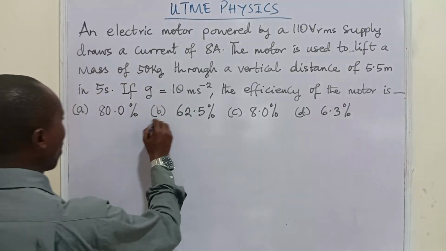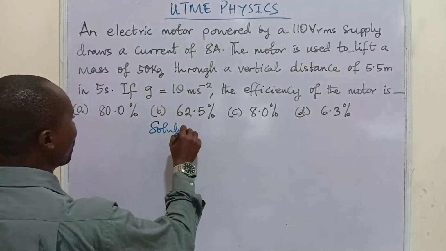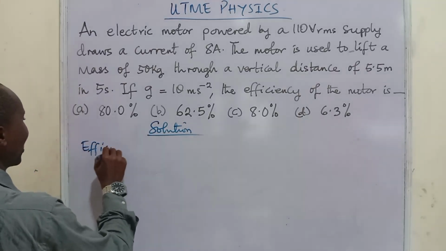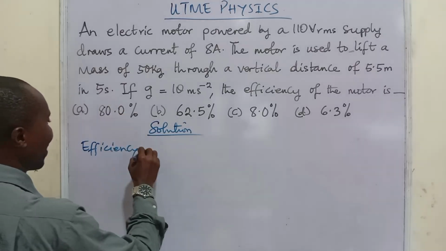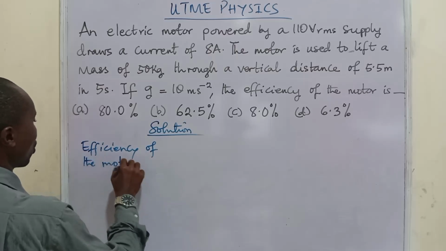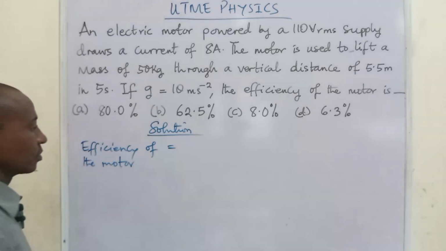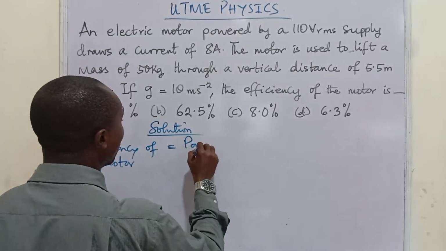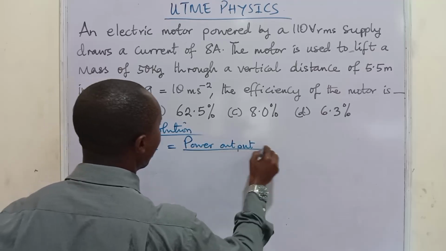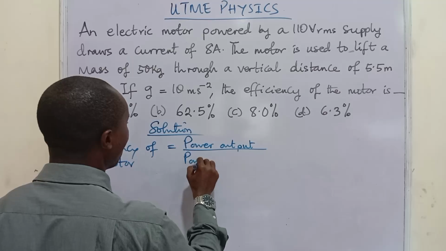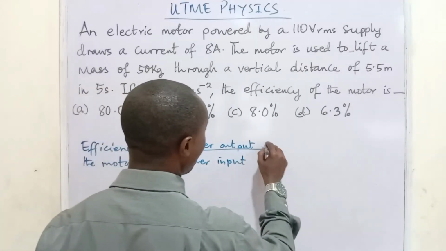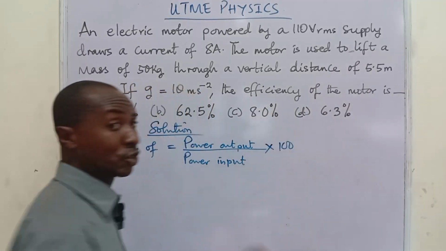So we want to find this. So quickly, let's go solving this problem. Efficiency is usually expressed in percentage. Efficiency of the motor is going to give us power output divided by power input. I told you, express the word percentage. Okay, now let's go quickly.